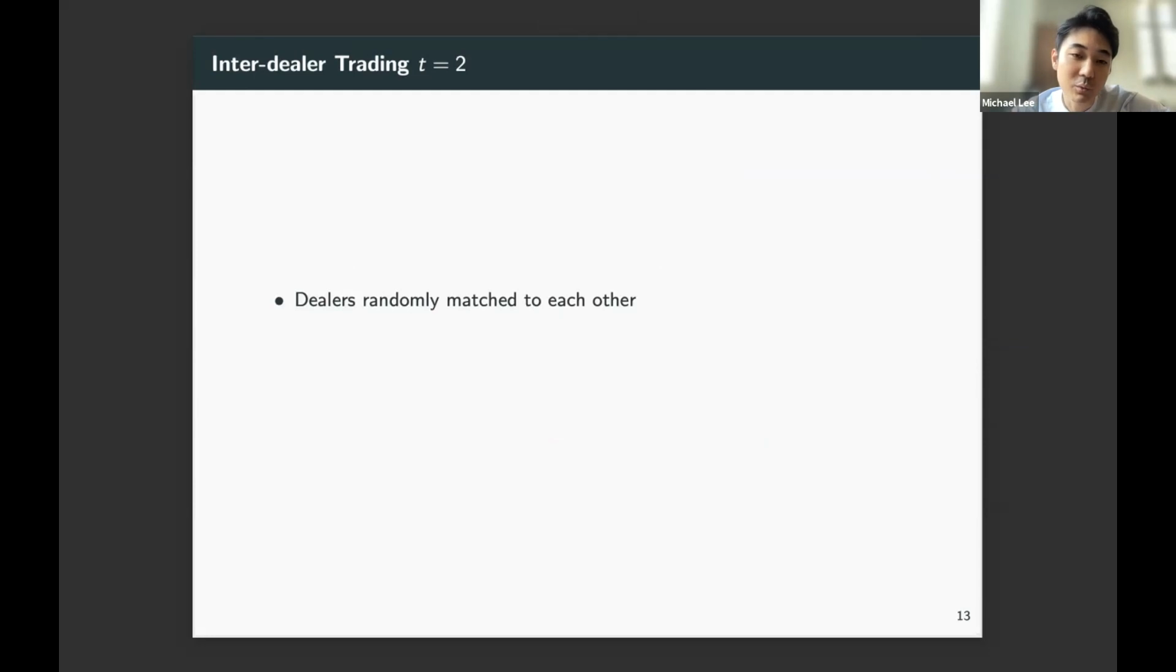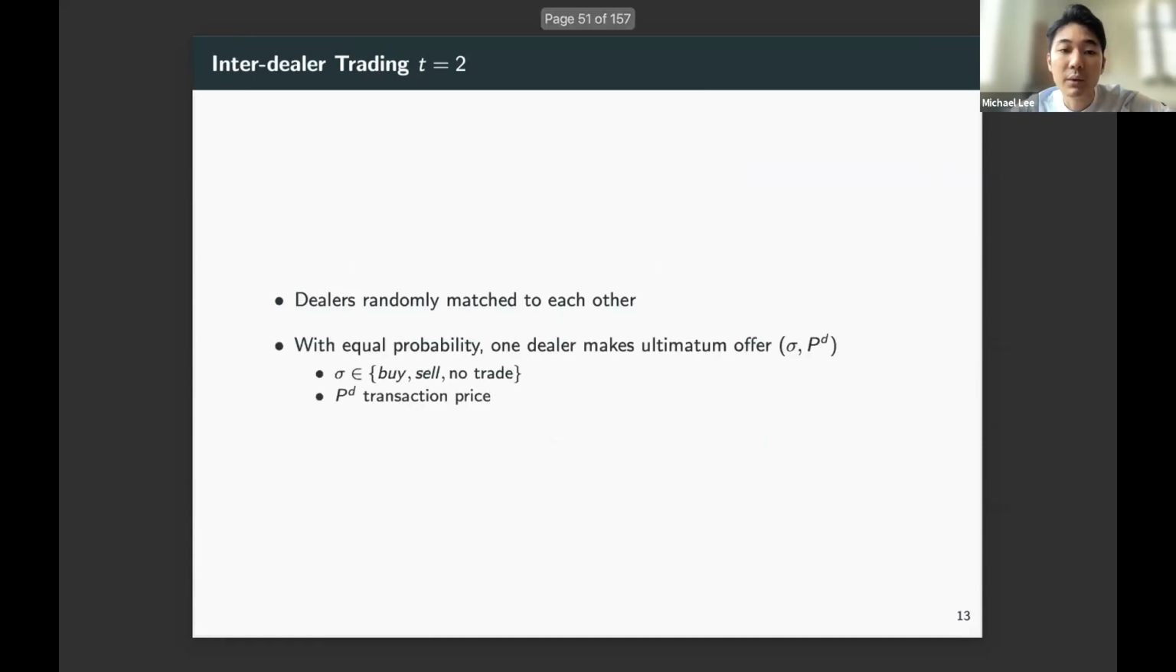And as opposed to the market making stage where dealers exerted market power, offering these ultimatum prices at which they're making markets, dealers will now have equal probability to make an offer to each other. So with random probability, one of them is the offering dealer, the other is a receiving dealer. And here they make an offer that has to tell them the direction of the trade, whether it's buy or sell or no trade, and the transaction price, at what price they're willing to trade.